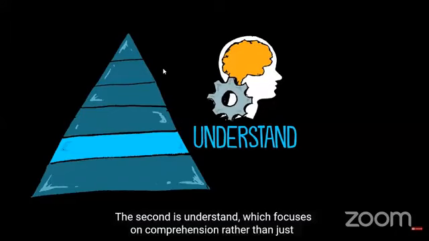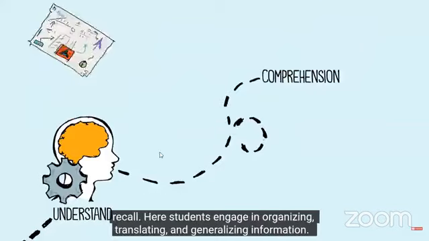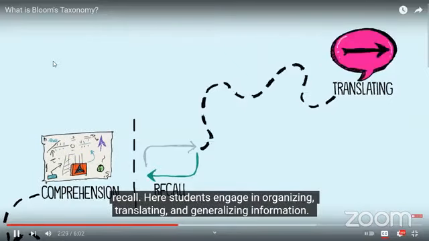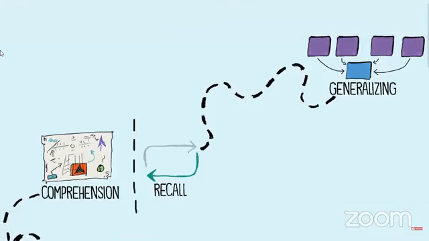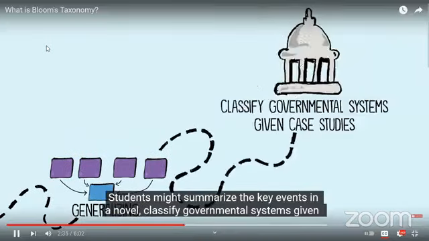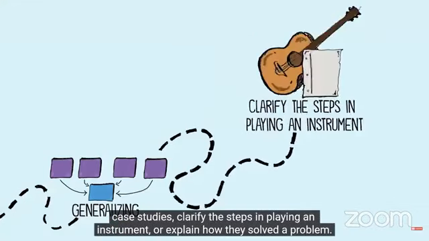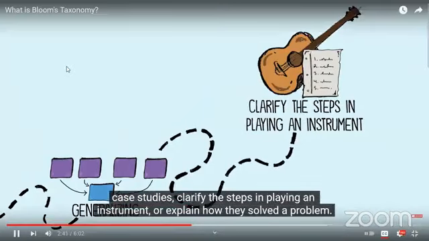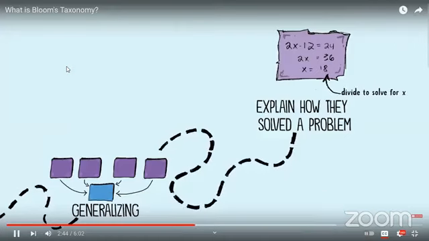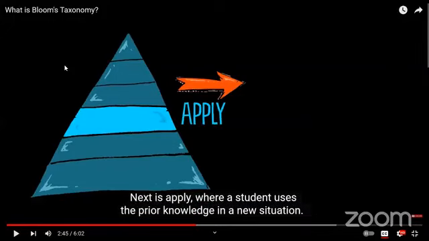The second part is understand, which focuses on comprehension rather than just recall. Here, students engage in organizing, translating, and generalizing the information. Students might summarize the key events in a novel, classify government systems given case studies, clarify the next steps in playing an instrument, or explain how they solved a problem. At this level, students make more effort than in the remember part, where they need, for example, to reorder some steps. I need to make sure that I am making my students know it, and that I'm working on helping the students gain this.